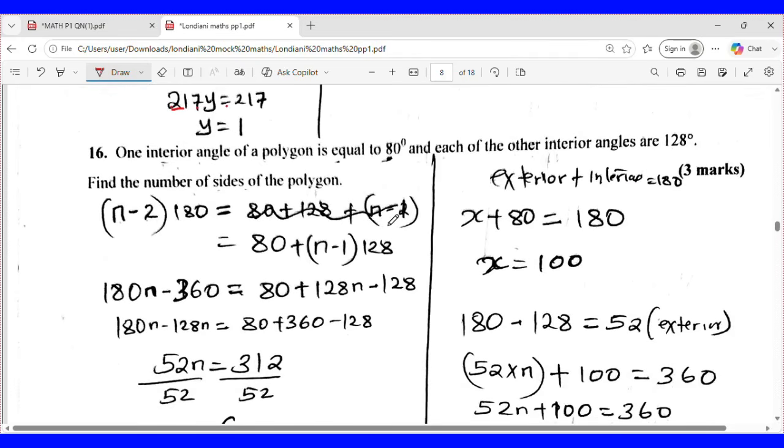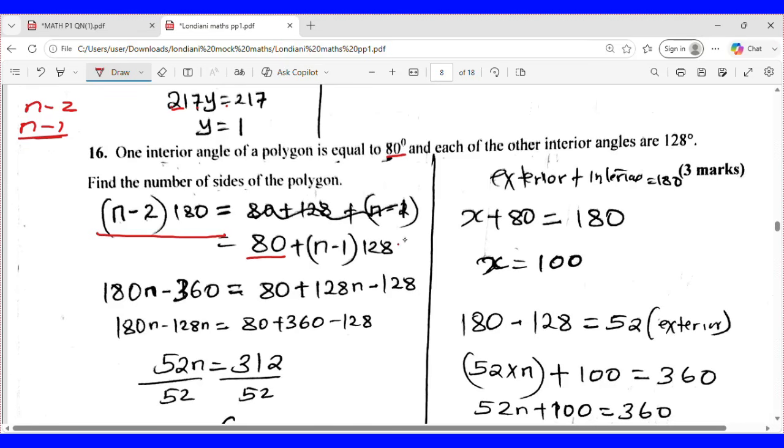So there are two ways. The sum of interior angles is given by this one, sum. Now we have been given one interior angle is 80. So it means we are going to remove this 80, because the number of triangles is n minus 2. Now 1 has been removed, so we will remain with n minus 1 as the number of triangles remaining.